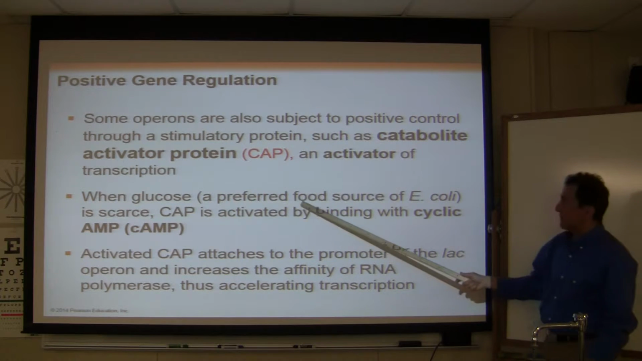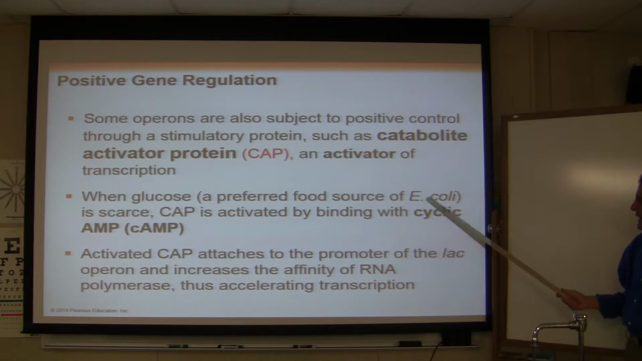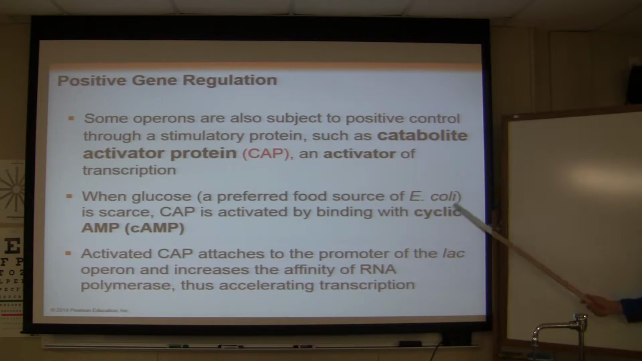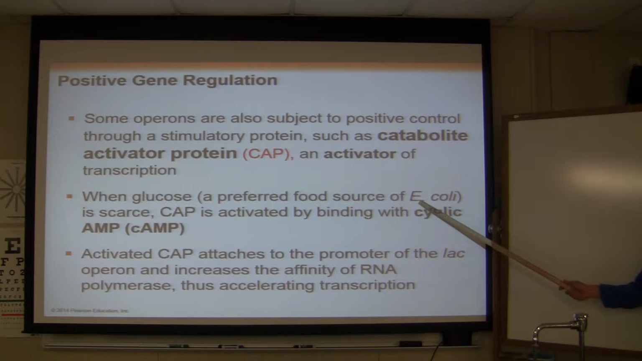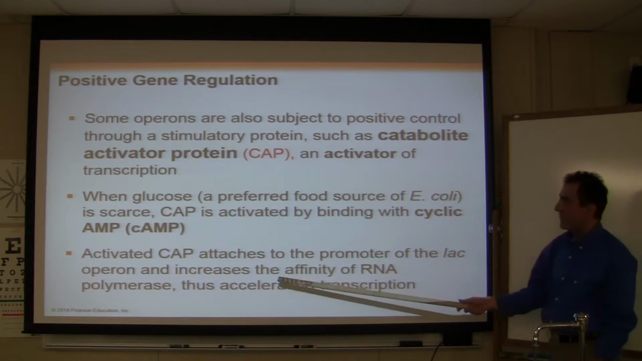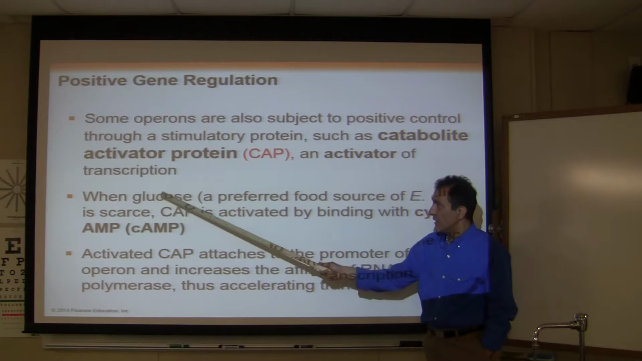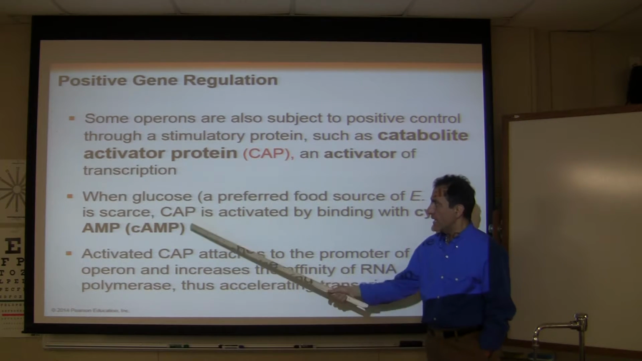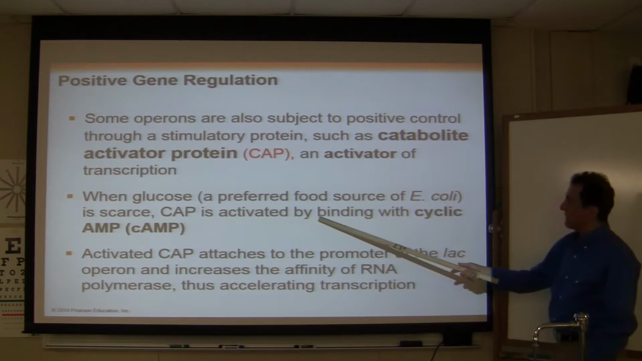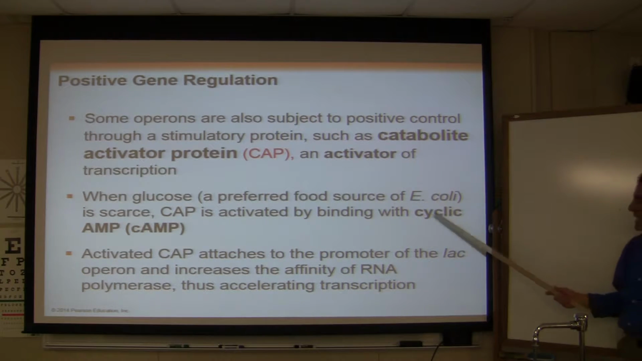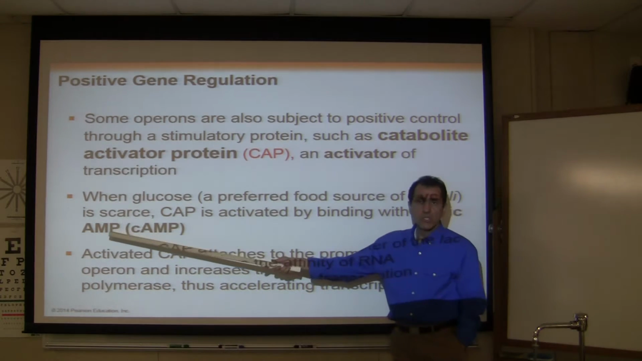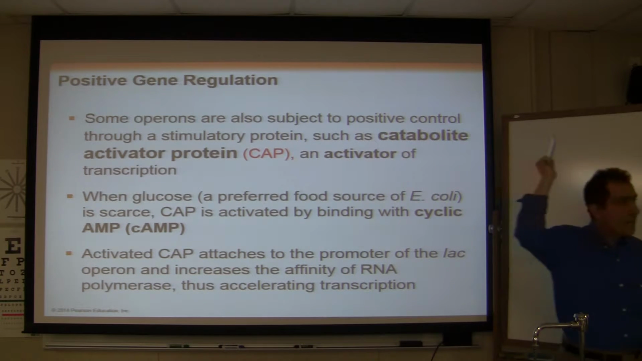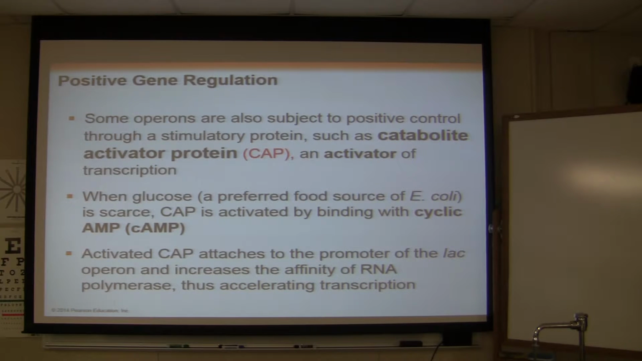When glucose, a preferred food for E. coli, is scarce, E. coli is the name of a bacteria. There is not enough glucose in the bacterial cell, E. coli. CAP is activated by binding with cyclic AMP. You already know cyclic AMP. Can you refresh my memory? Cyclic AMP was made from what? Do you remember that?